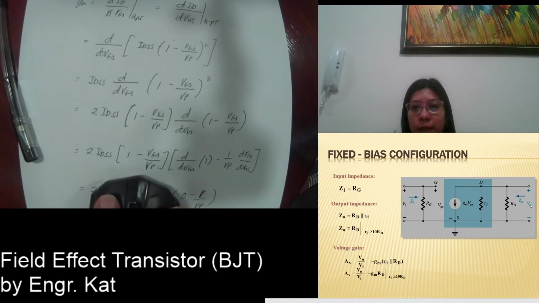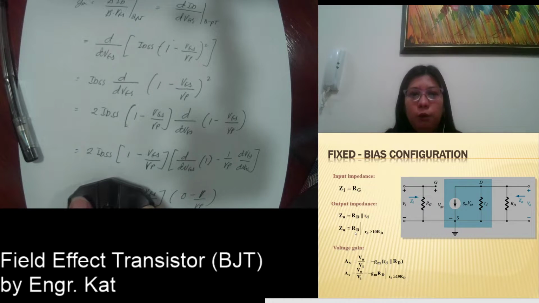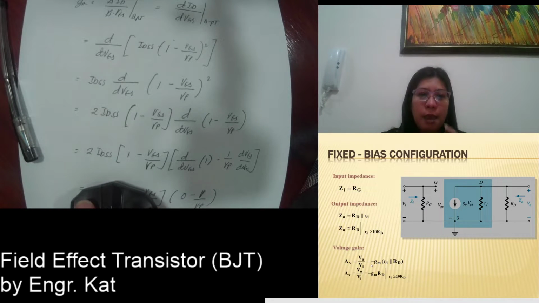Your output impedance is the parallel combination of your RD here and your drain resistance here. In cases that RD is very, very large or it is not given in the circuit, your output impedance is simply equivalent to your drain resistance. For your voltage gain, that is VO all over VI, okay?